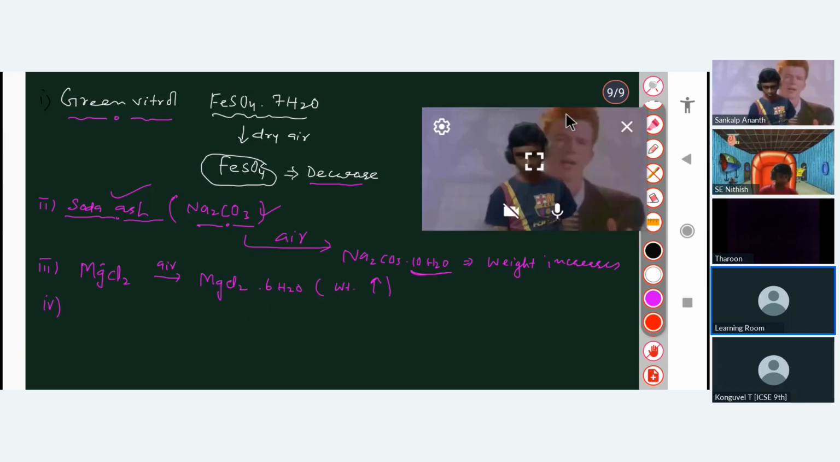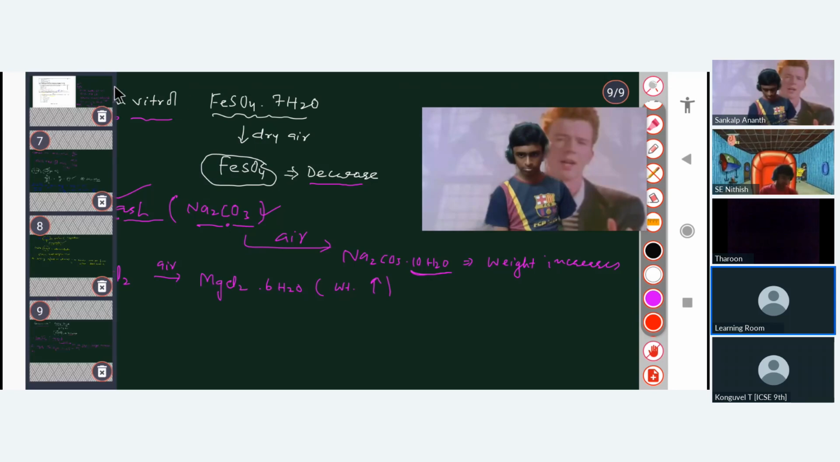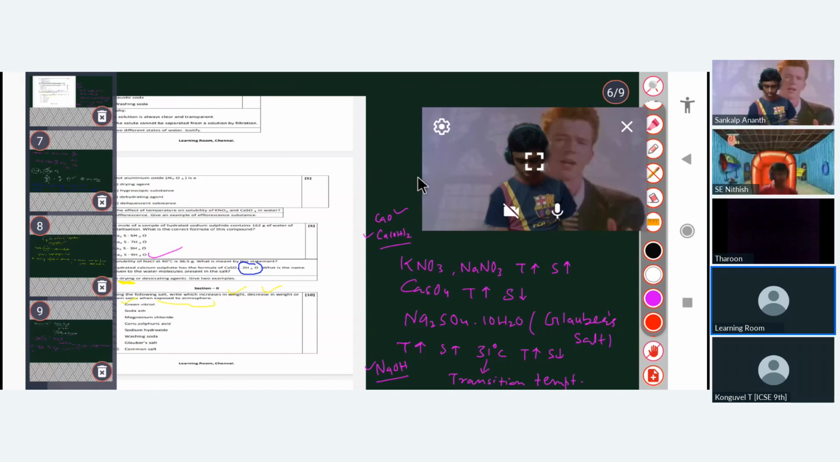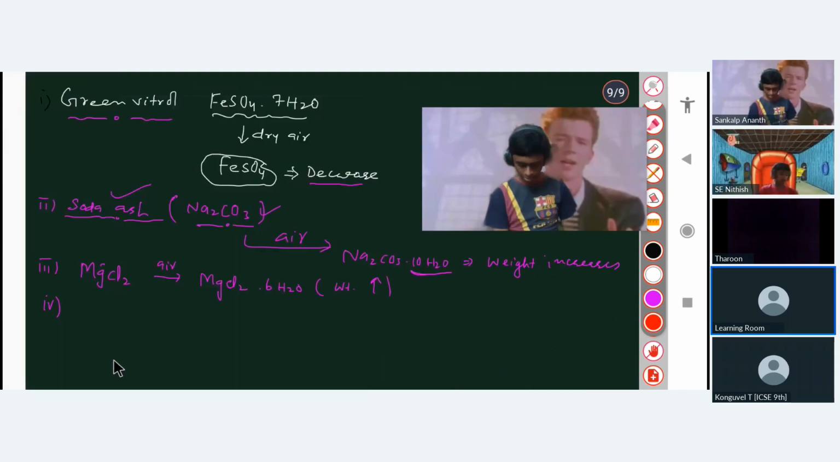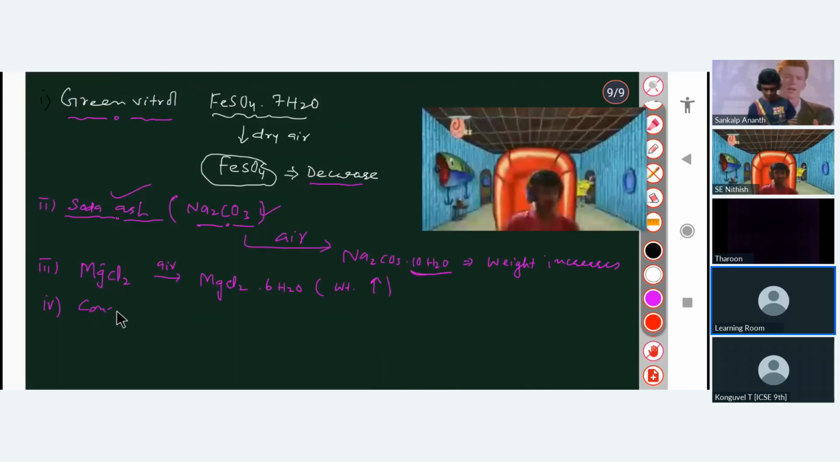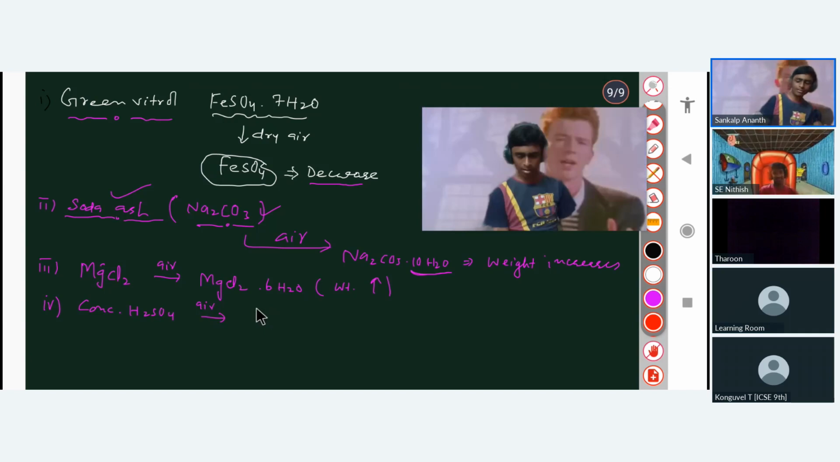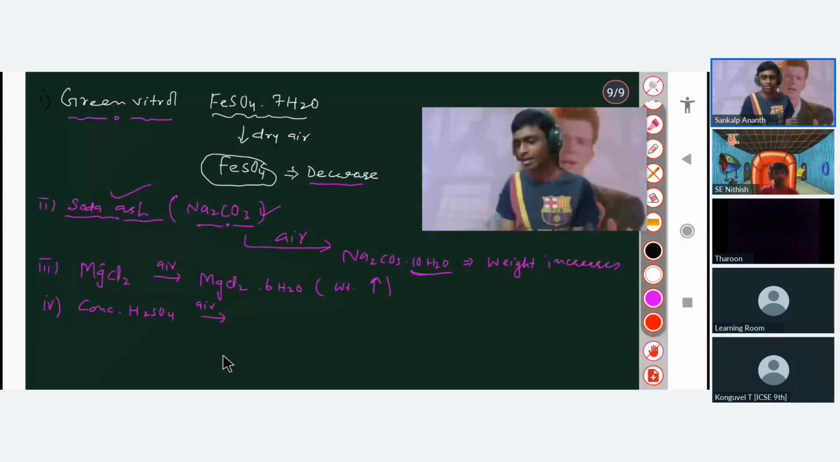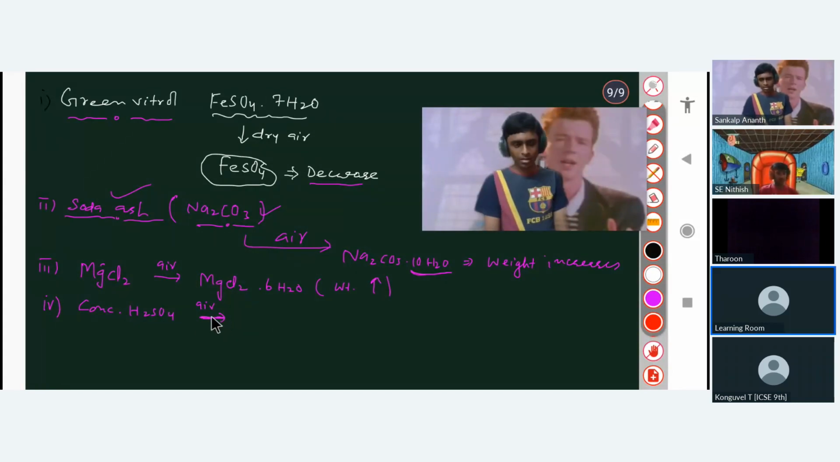Okay, now tell me what is next after magnesium chloride? Concentrated sulfuric acid. Can you tell me what it will do when exposed to the air? Sir, it will gain. Will it? No, concentrated means it has more amount of solute and less amount of water, I think.